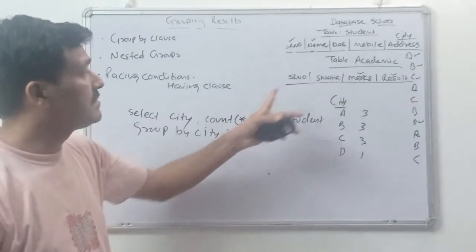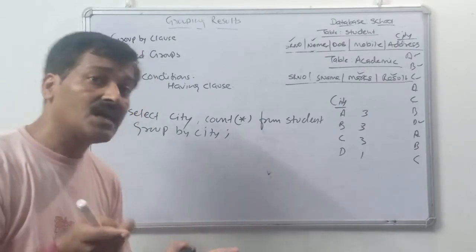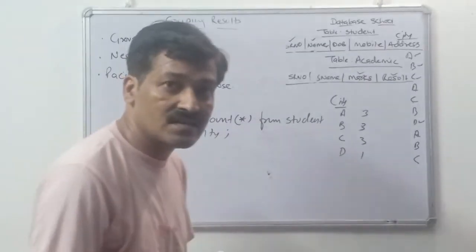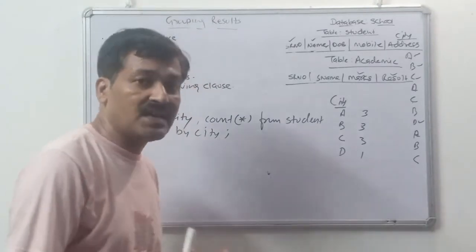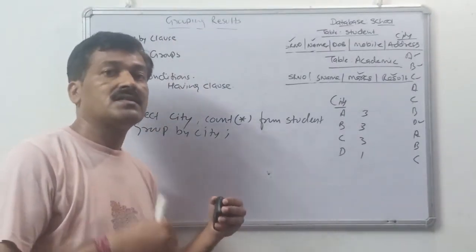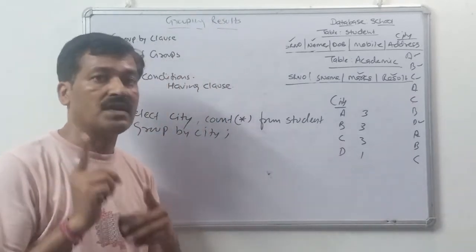City wise count. And city wise we can say, because we have used city in group by. So what did the group by do? Group by created the groups of identical values. This is the role of the group by clause. It is very important.